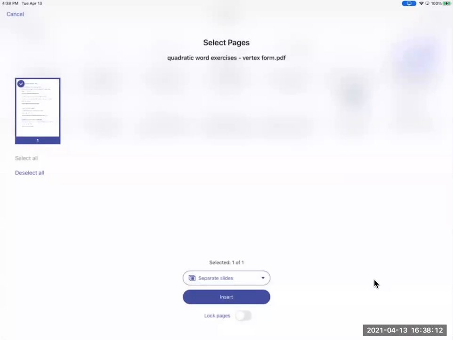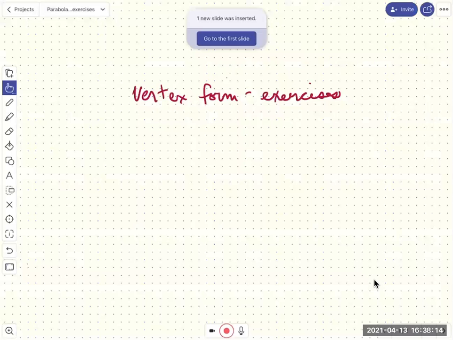Exercises, and this will be using the vertex form to work on some quadratic word problems. And let's try and share our screen with screen mirroring. Go to the MacBook, and so let's do it. And so we're going to insert our slides here. So let's see what we got.